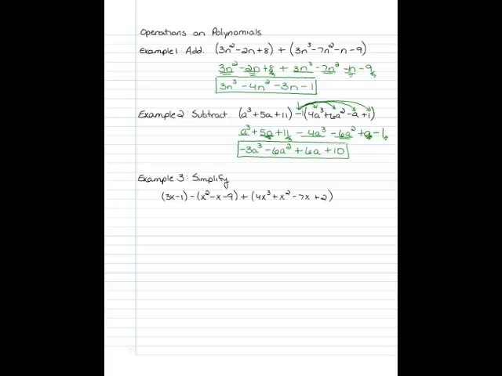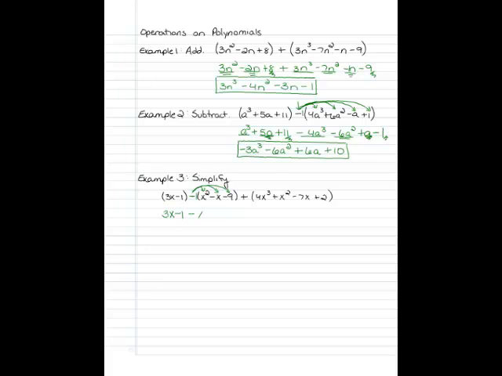In the last example, we have three separate polynomials that we are trying to put together. And the instructions just say, perform the indicated operations and simplify. So here we have our first polynomial is the binomial, 3x minus 1, minus, now because we're subtracting, we have to distribute a negative 1.